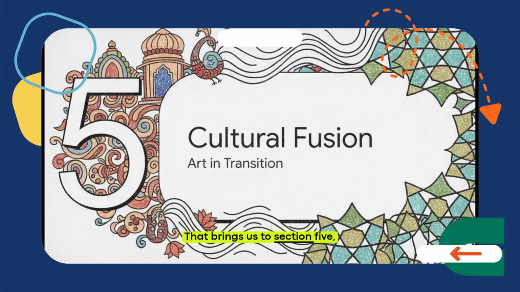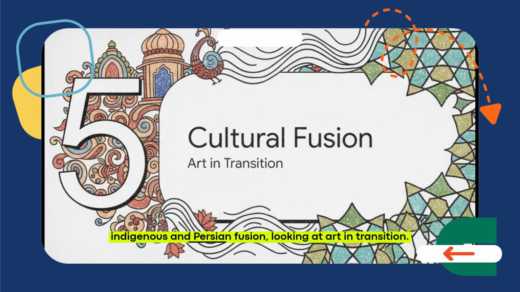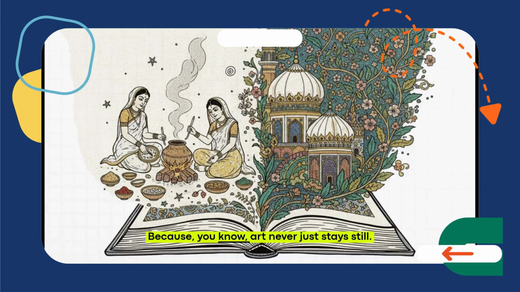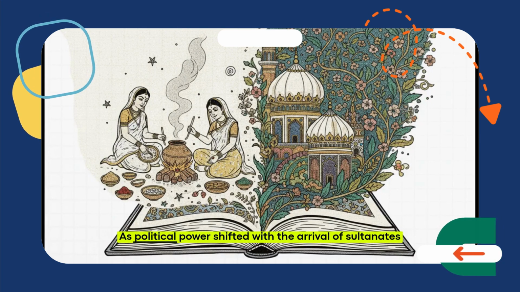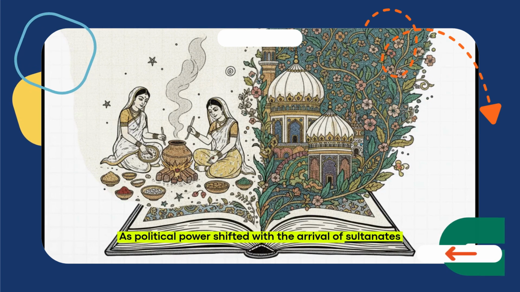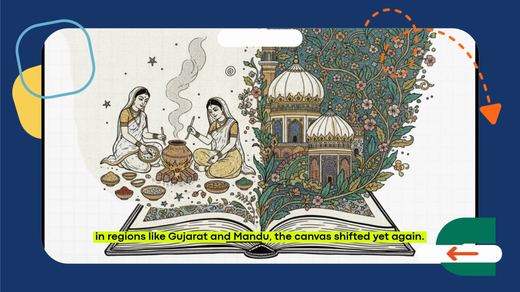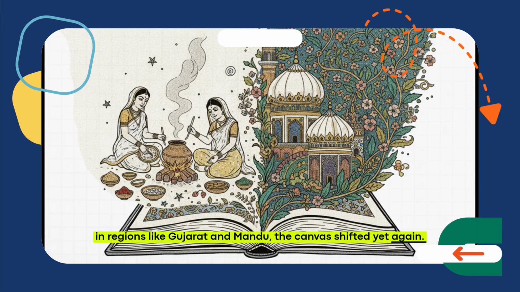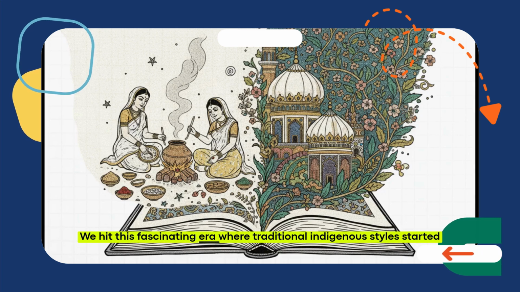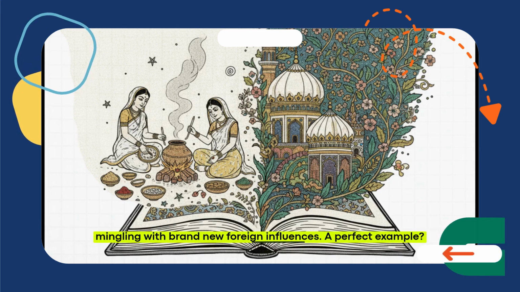That brings us to Section 5, Indigenous and Persian Fusion, looking at art in transition. Because art never just stays still. As political power shifted with the arrival of the sultanates in regions like Gujarat and Mandu, the canvas shifted yet again. We hit this fascinating era where traditional indigenous styles started mingling with brand new foreign influences.